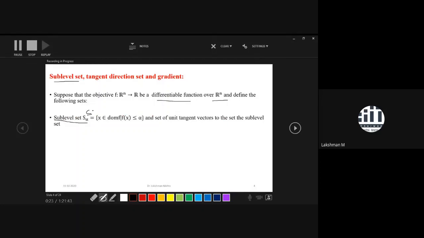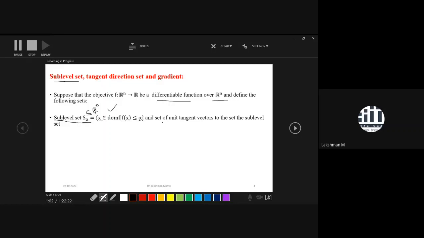It is always in the domain of the function, so the sublevel set would be a subset of the domain. The domain of this function is Rn, so it must be in Rn. It is the collection of all points from the domain of the function such that f of x, the value of the function, is less than or equal to a particular given number alpha. It always defines a sublevel set, and this sublevel set happens to be closed. Also in the case of convex, it takes a very nice structure. It happens to be a disk kind of structure. If the function is a function of two variables, then the sublevel set always takes a disk pattern.